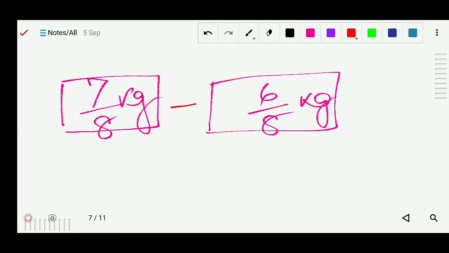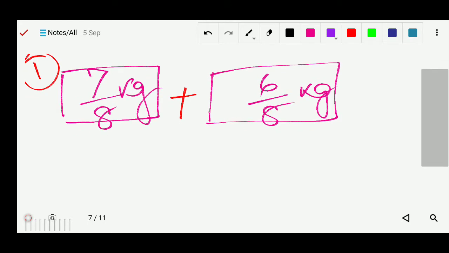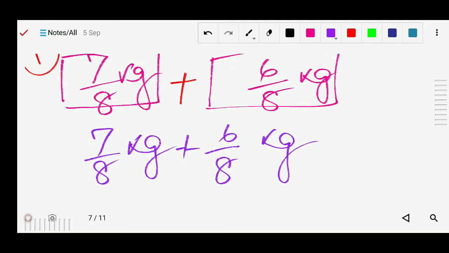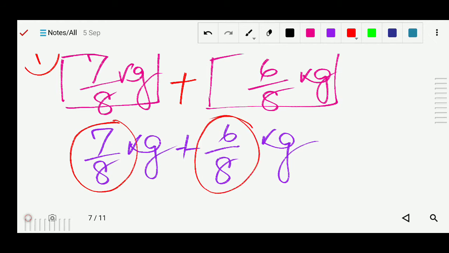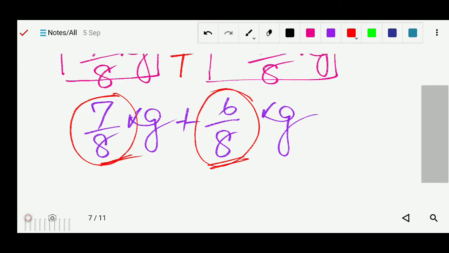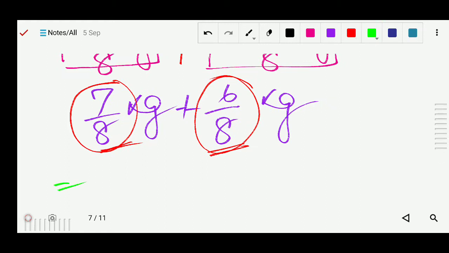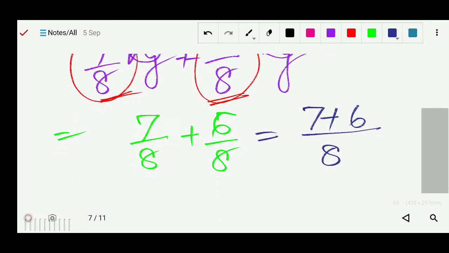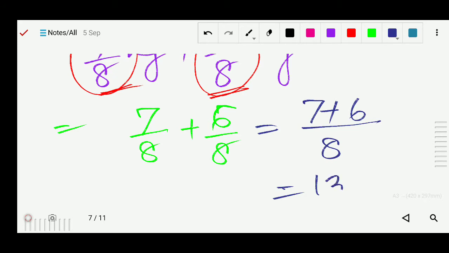So what we will do is add it. Simply 7 by 8 plus 6 by 8. This is the solution of question number 1. So let's add: 7 by 8 kg plus 6 by 8 kg. Now you can see these two fractions both have the same denominator, so we can add them easily. We can write 7 by 8 plus 6 by 8, so it is 8, 7 plus 6. 7 plus 6 is 13. So right here, 13 by 8 kg.